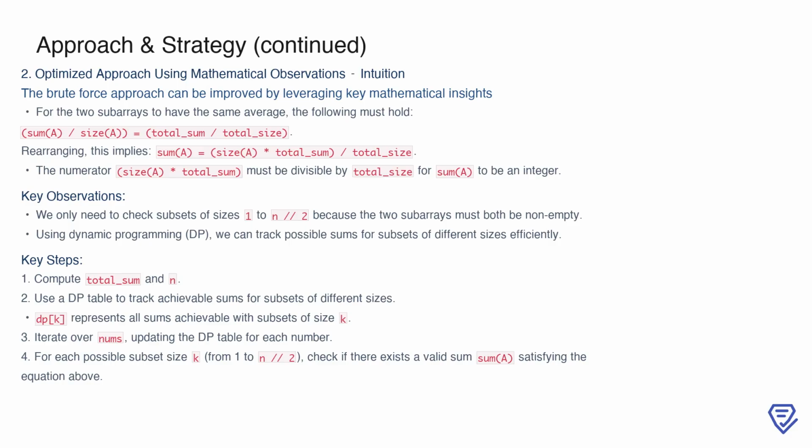Using dynamic programming, or DP, we can efficiently track the possible sums for subsets of different sizes. Specifically, we maintain a DP table where dp[k] stores all sums achievable with subsets of size k. For each number in nums, we update this table to reflect new achievable sums. Finally, for each subset size from 1 to n // 2, we check if there exists a valid sum that satisfies the condition derived earlier. This approach significantly improves efficiency compared to brute force.